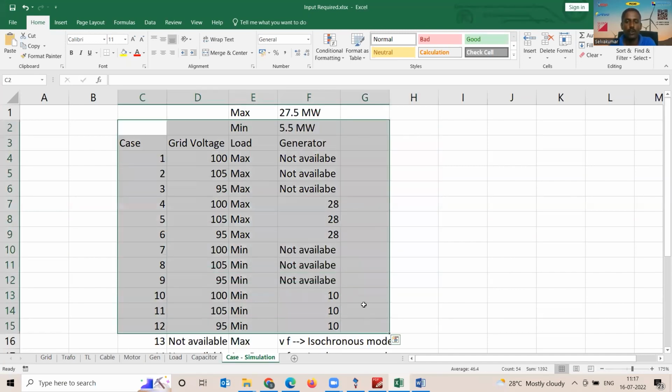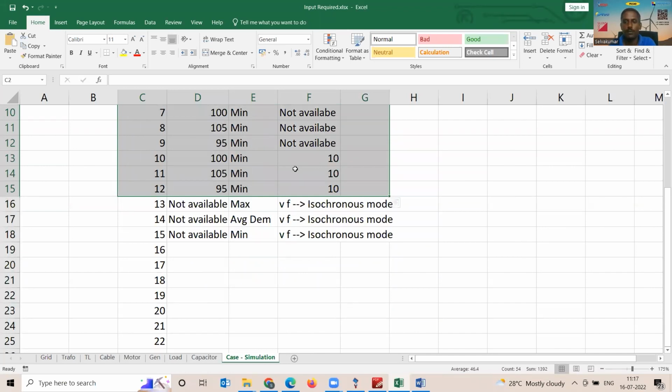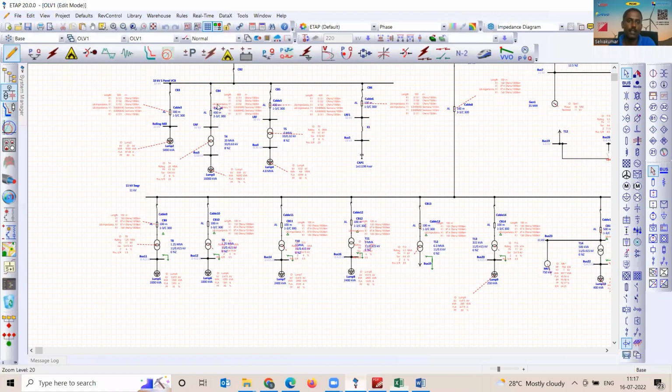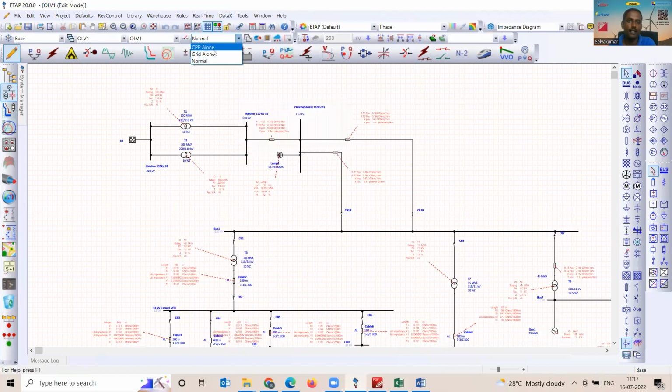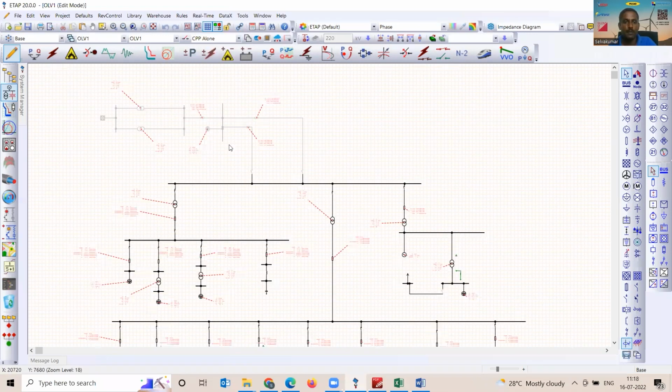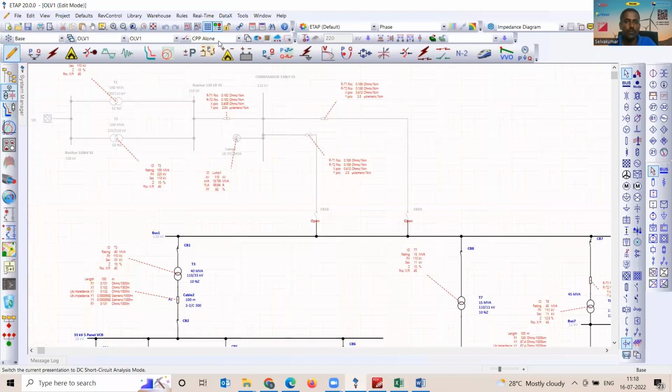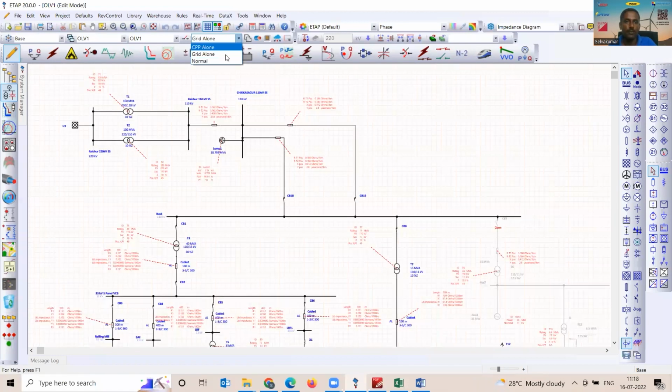We frame the cases, and this is the outcome of it. You can see here CPP alone, grid alone, normal; there could be multiple cases possible. When we say CPP alone, only CPP is available and the grid is off. When we say grid alone, the grid is on and the generator is off. And in normal mode, both are on. All these possible combinations we have fixed as scenarios.